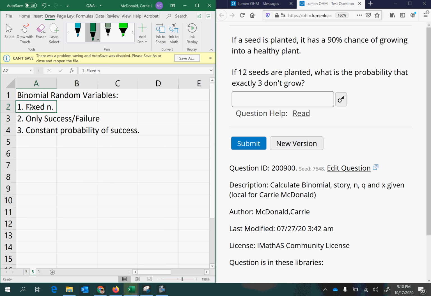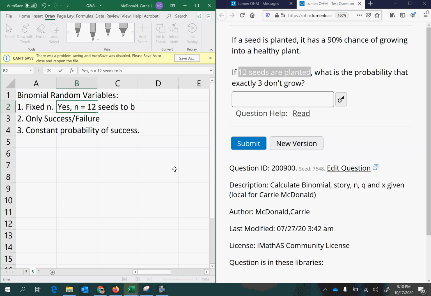So let's see if we can say yes to these 3 things. 1, do we have a fixed n? So what we're looking for is a number of times that we're going to repeat an experiment or a process. So here we see that there are 12 seeds going to be planted. So then this first condition is satisfied because n equals 12 seeds to be planted.